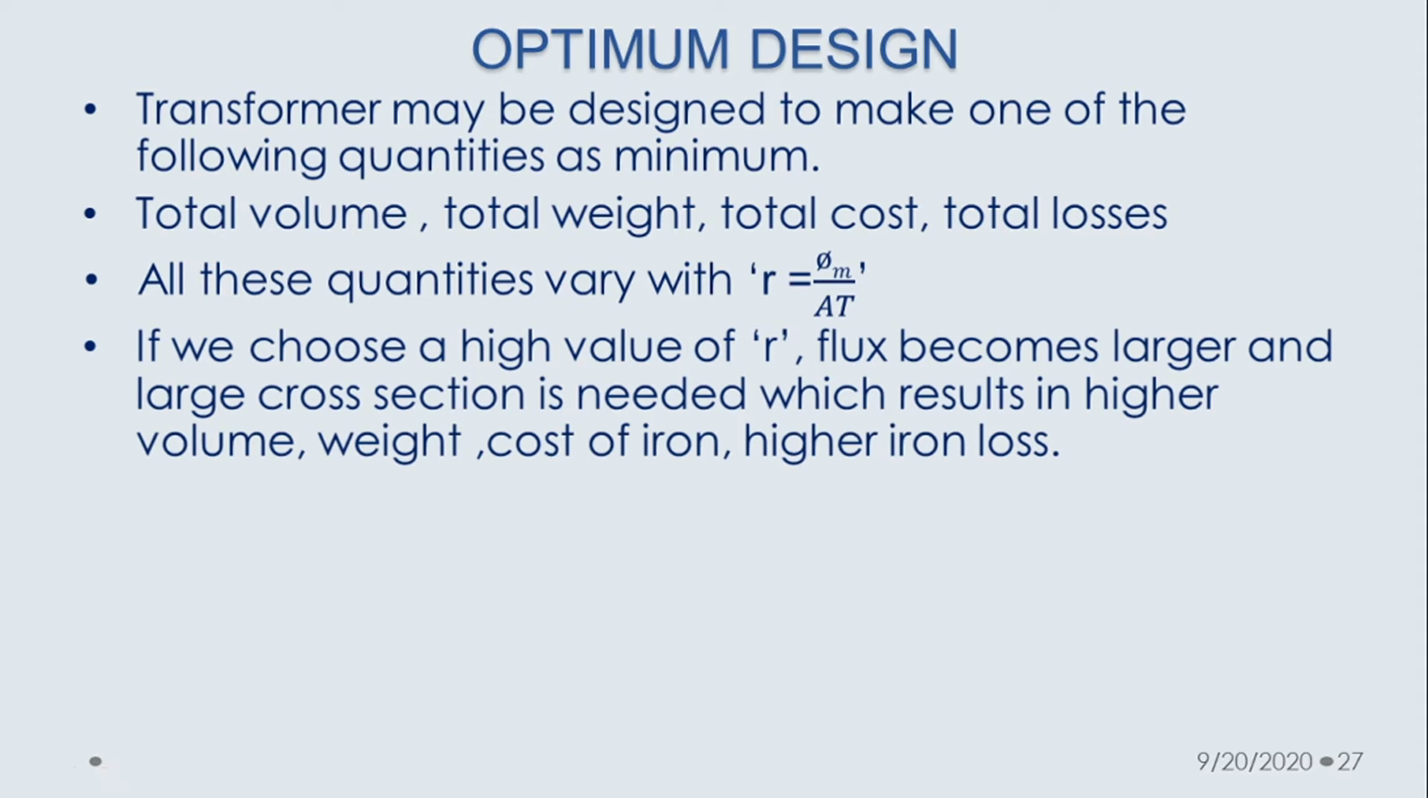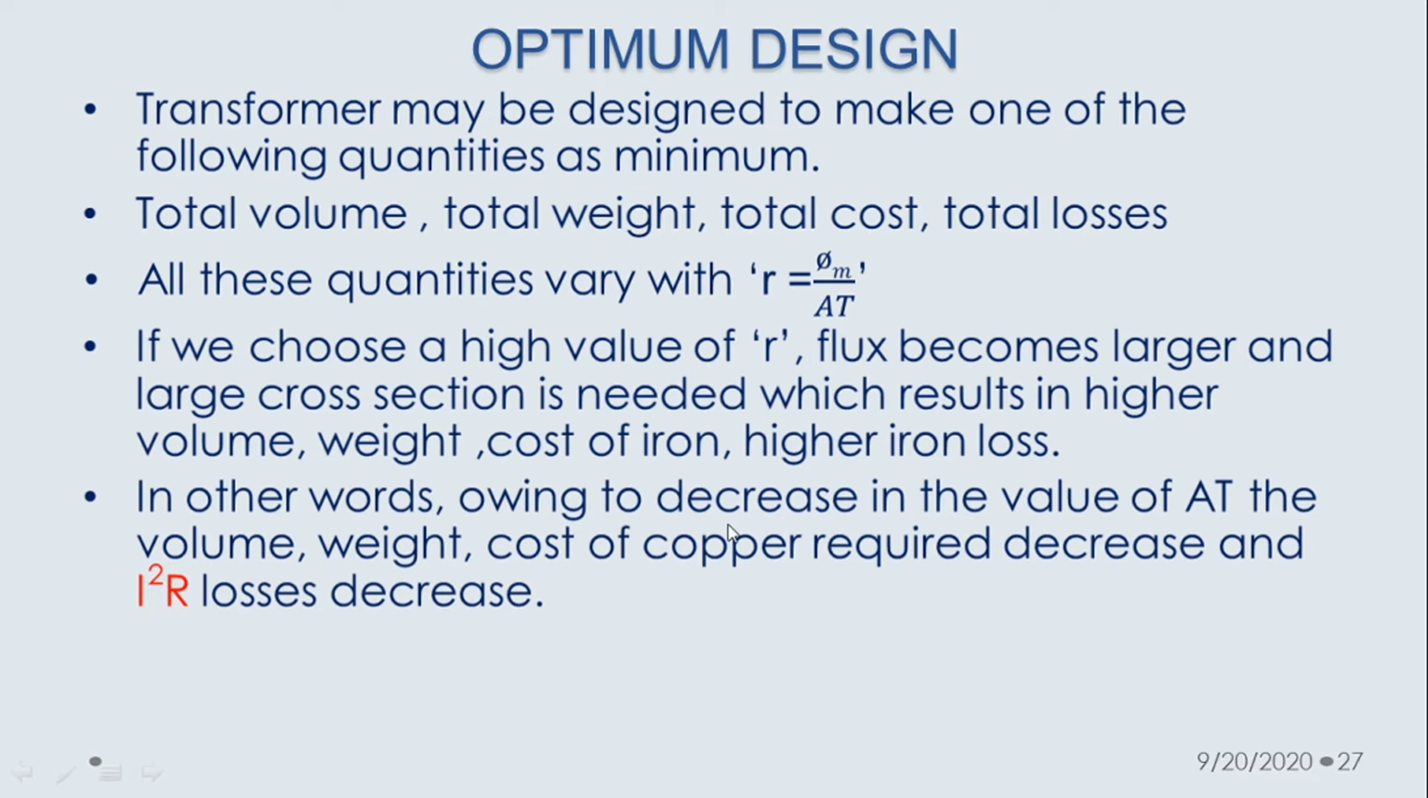To carry the magnetic flux in a core, that will result in higher volume, and if the volume increases, the weight of the machine will also increase. So that will in turn increase the cost of the iron material. So that will lead to higher iron loss, correct, higher iron loss, which is a constant loss.